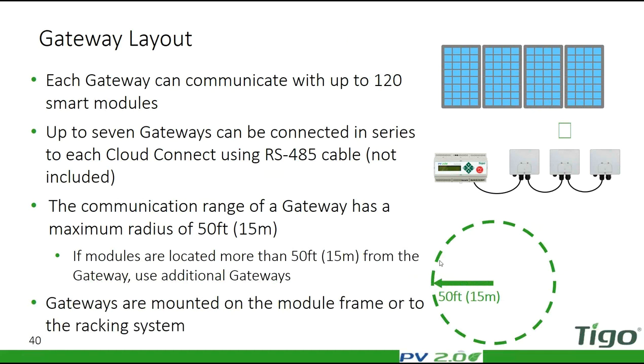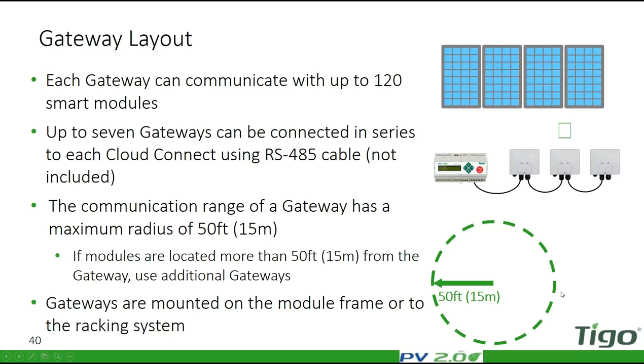So the first thing when you design, if you decide that you do want monitoring and or safety capabilities, you will need to start with counting how many gateways you need. Each and every gateway can communicate with up to 120 smart modules. That's the first magic number you need to remember, 120. Up to 7 of those can be connected to a single Cloud Connect, and they're daisy chained, like you can see here. 7 is our second magic number.